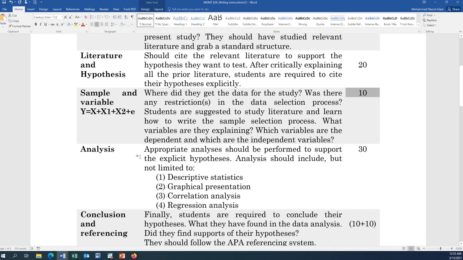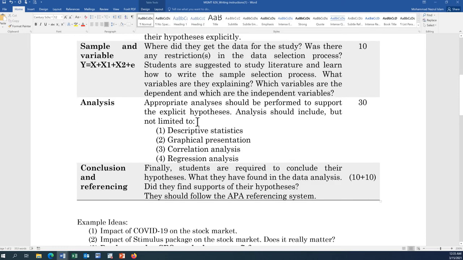And in the analysis section, the appropriate analysis should be performed to support the explicit hypothesis. Analysis should include, but not limited to, descriptive statistics, graphical presentation, meaning you can use the visual presentation, pie chart, bar chart, or something related to your research question, correlation analysis, and regression analysis. And finally, students are required to conclude their hypothesis. What they have found in that data analysis. Did they find support for their hypothesis? They should follow the APA referencing system, okay.